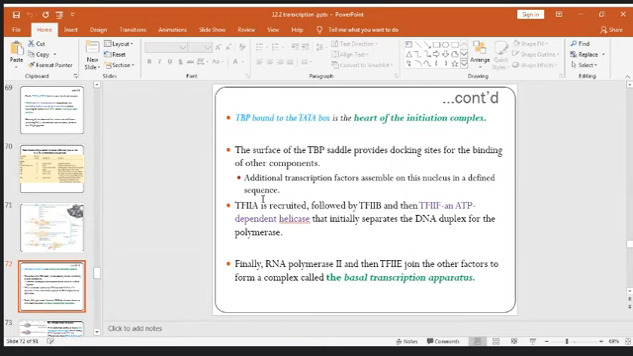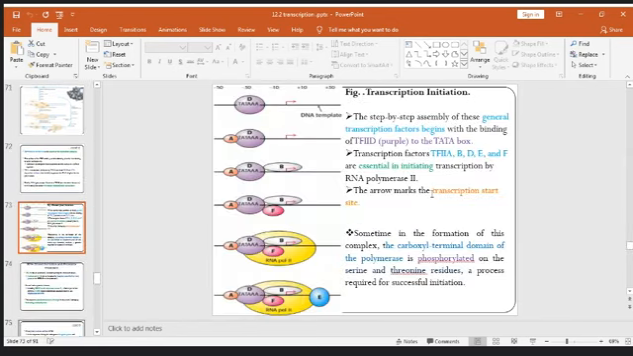in a defined sequence. As we mentioned, transcription factor 2A is recruited, followed by transcription factor 2B, and transcription factor 2F and ATP-dependent helicases that initially separate the DNA duplex to make it ready for polymerase activity. Finally, RNA polymerase 2 and then transcription factor 2E join other factors to form a complex called the basal transcription apparatus. So you can see the transcription initiation.